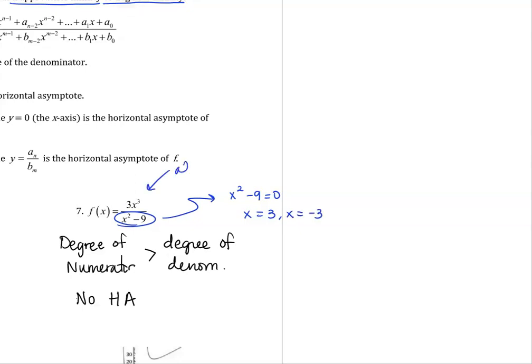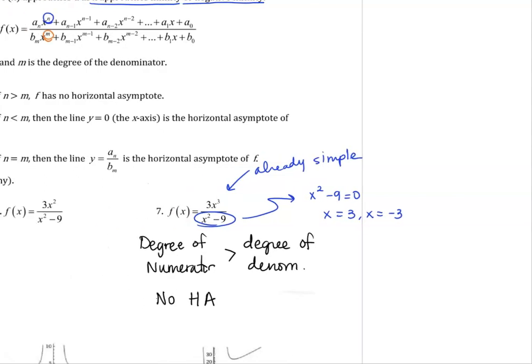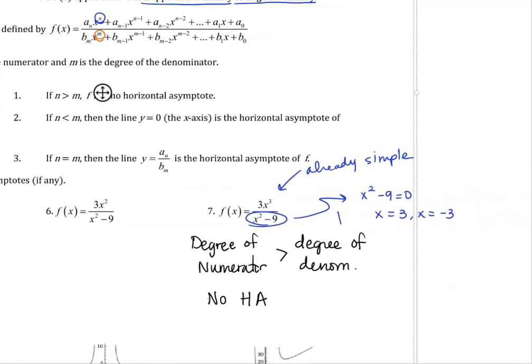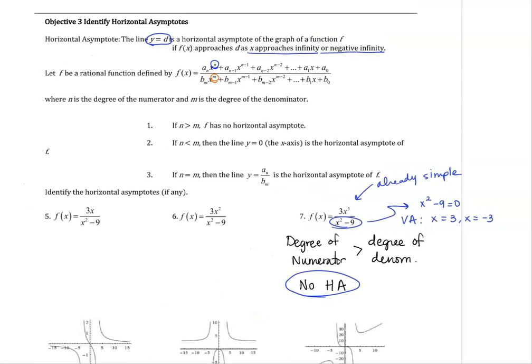And this was already in simple terms. So I could find the vertical asymptotes by just taking the denominator and setting it equal to 0. So it does have two VAs, but it has no HA. And that's coming from number 1. If the degree of the numerator is bigger than the degree of the denominator, there is no horizontal asymptote. Number 2 tells us if the degree of the numerator is smaller than the degree of the denominator, then there is an HA of y is equal to 0, horizontal asymptote of f.